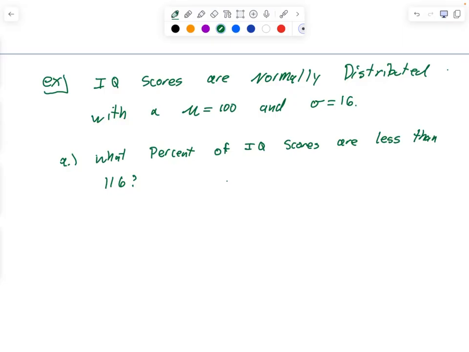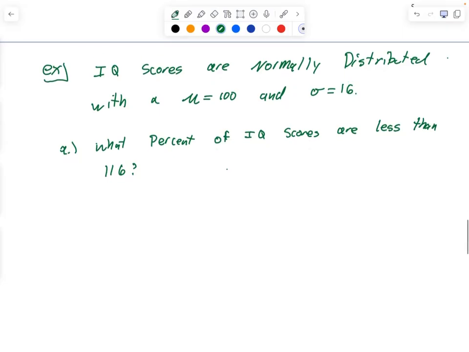What is x? What is the value that we're looking for? 116, minus the mean, which is 100. The standard deviation is 16. So 116 minus 100 over 16 gives me 1. It's a nice, beautiful number. I am looking for the area below.